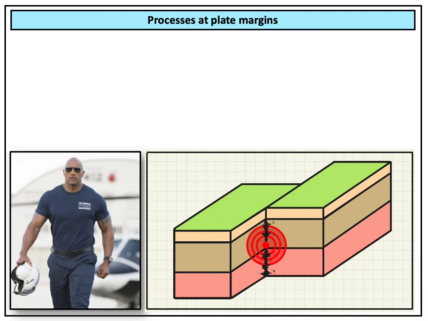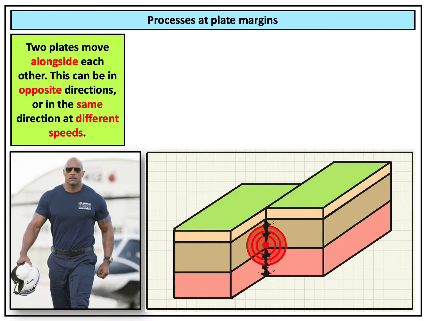The next one is the conservative plate margin. So two plates move alongside each other. Now this one is important because they can either be moving past each other in opposite directions, or it can also be travelling in the same direction but at different speeds.